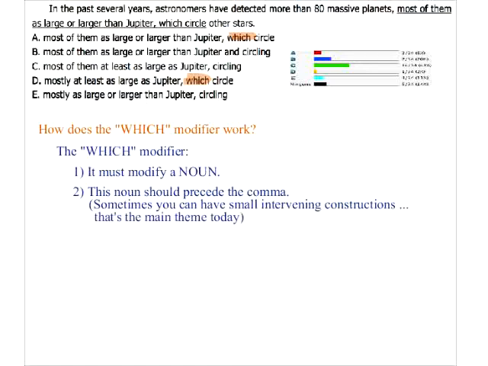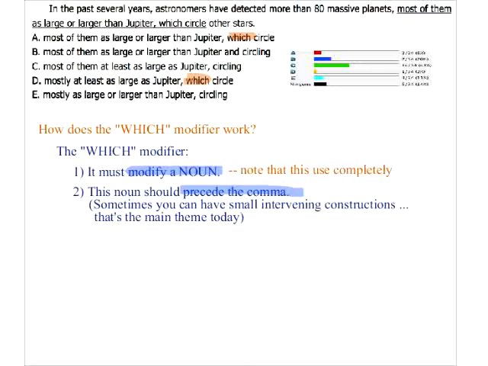But the point is, the two big things that you need to know are that it modifies a noun, and that noun should be at least reasonably directly in front of the comma. Notice that number one is totally contradictory to spoken English. If you're not a native speaker of English, this actually won't be as much of a problem for you. But note that this use completely contradicts spoken English usage.